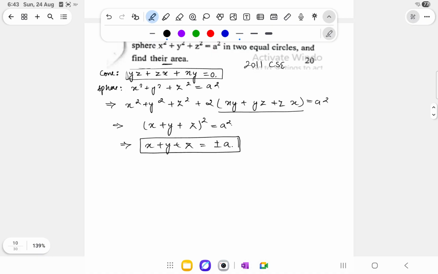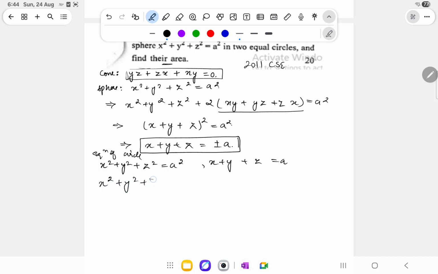So the circles are represented by the equations x² + y² + z² = a², x + y + z = a, and the equation of the other circle is x² + y² + z² = a², x + y + z = −a.